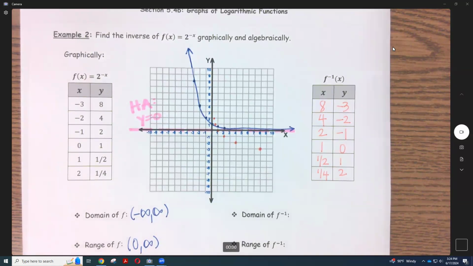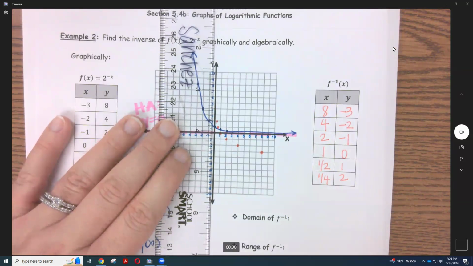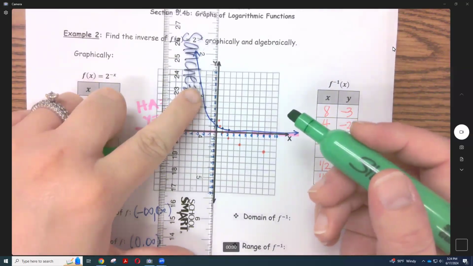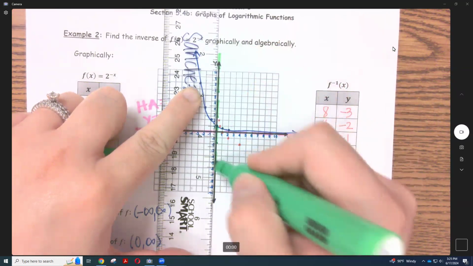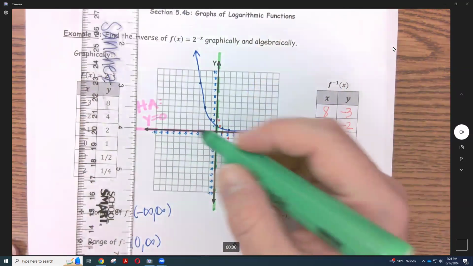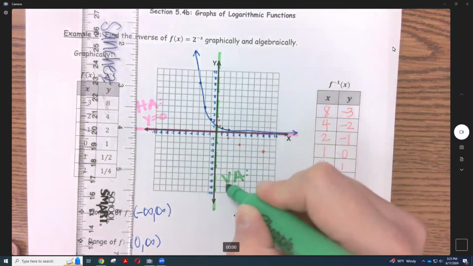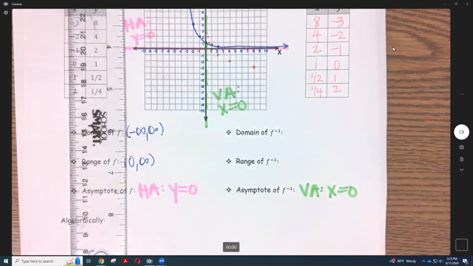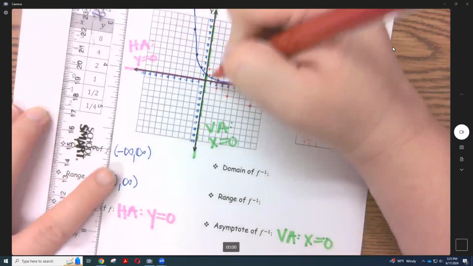So we have a vertical asymptote. And we have a, where do I want to write this? A vertical asymptote at x equals 0. So when we connect, we are not going to cross that y-axis.